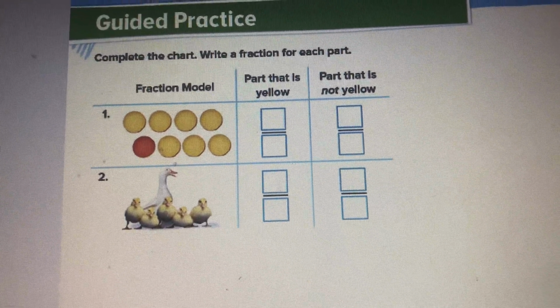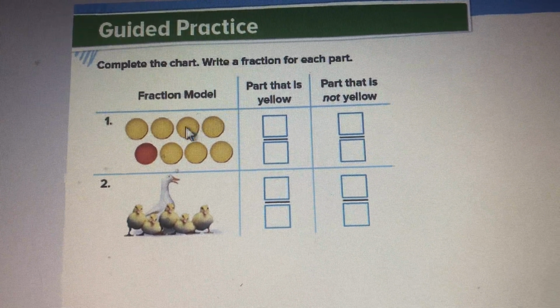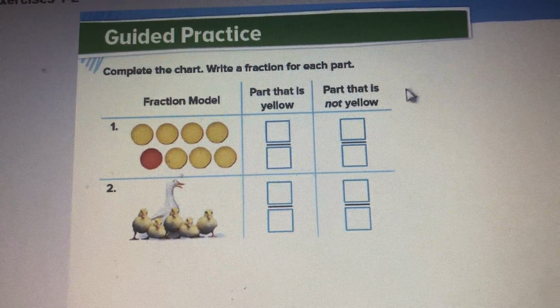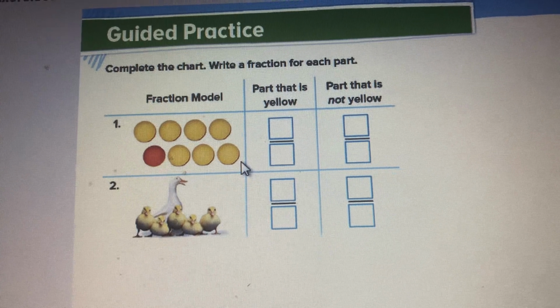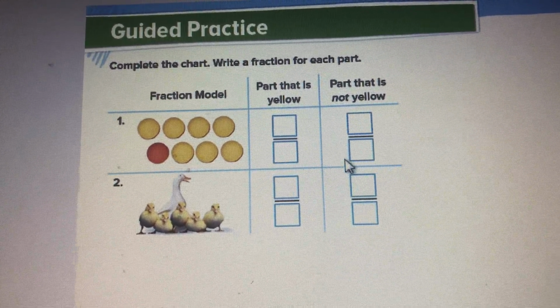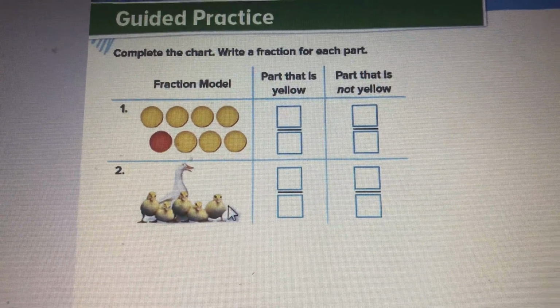Okay, complete the chart, write the fraction for each part. You have to really be careful on these charts. You have to read the directions. So we're looking at models of fractions here. We have to see parts that are yellow, parts that are not yellow. When you look at the counters, you can see that 7 out of 8 are yellow and 1 out of 8 is not yellow. Now see if you can do the next one for the ducks.